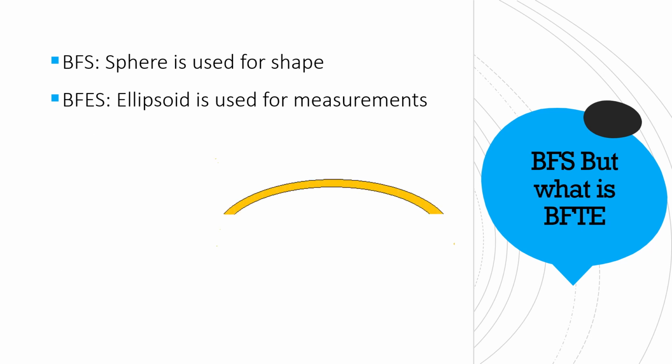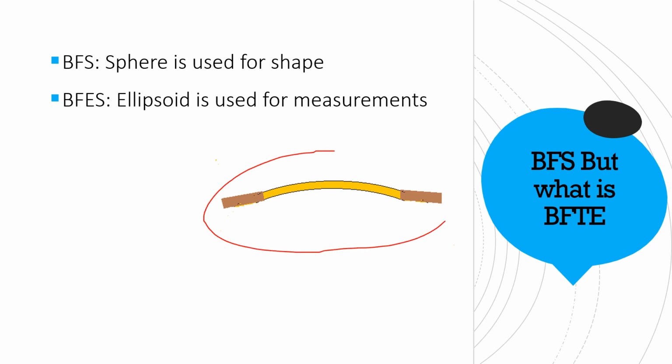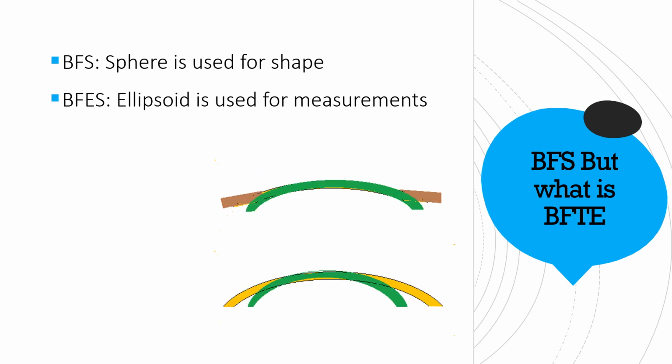Now this is best fit sphere. So what is best fit toric ellipsoid? This is best fit toric ellipsoid, which is prolate in shape, which is elevated in the center and slightly flatter at the periphery. So this is the actual shape of the cornea, and we call it best fit toric ellipsoid. In this slide, the patient's cornea is represented in green, and in the top one, it is being compared with the best fit toric ellipsoid, while the bottom one is being compared with the best fit sphere.